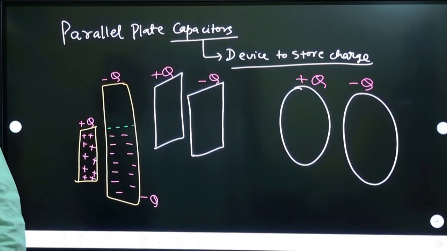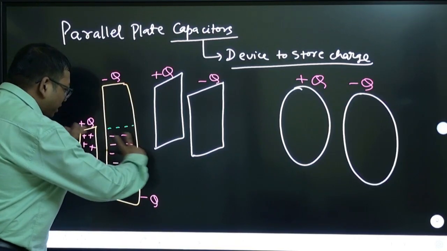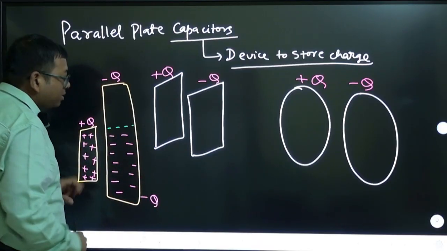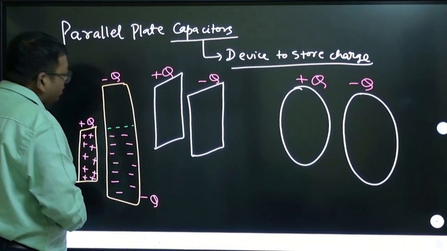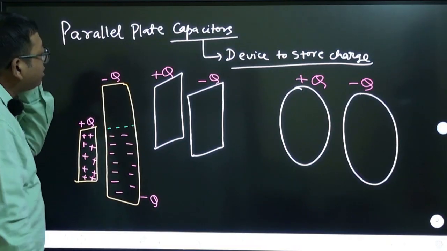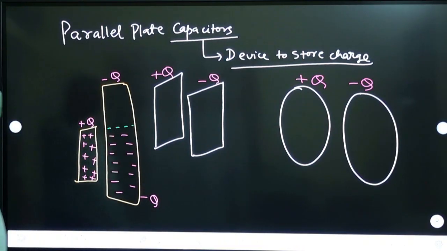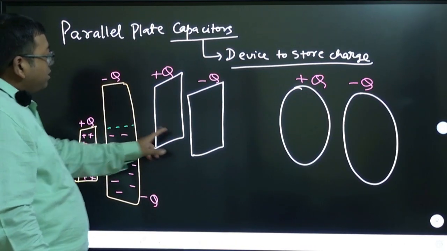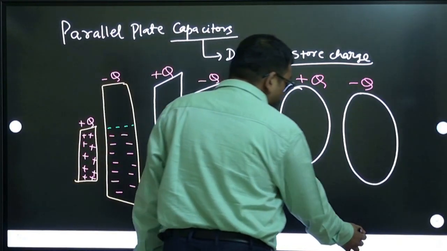So you need to understand that only the common area of interaction you have to take. This is small, this is big, so you take the smaller area, because the smaller area is the common area. Whatever is the common area, that only you have to take. Generally the areas are equal. Okay. So now let us study the parallel plate capacitor in detail.